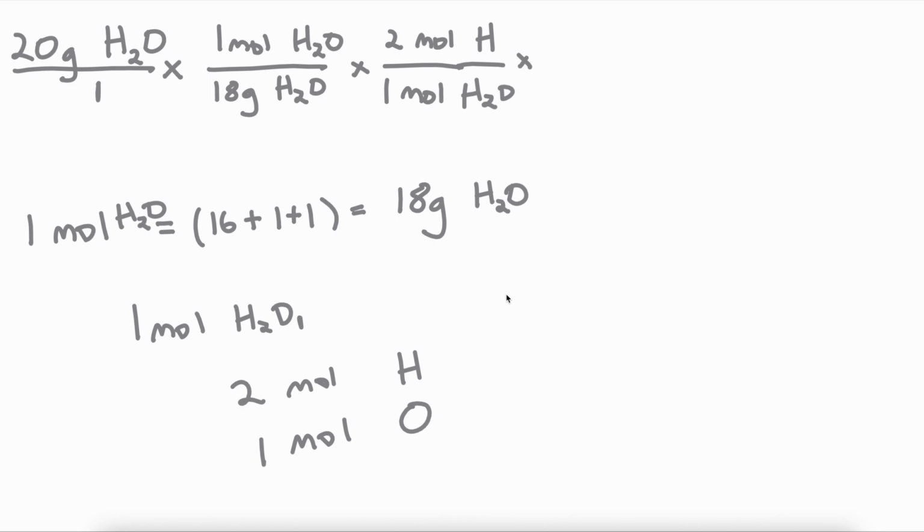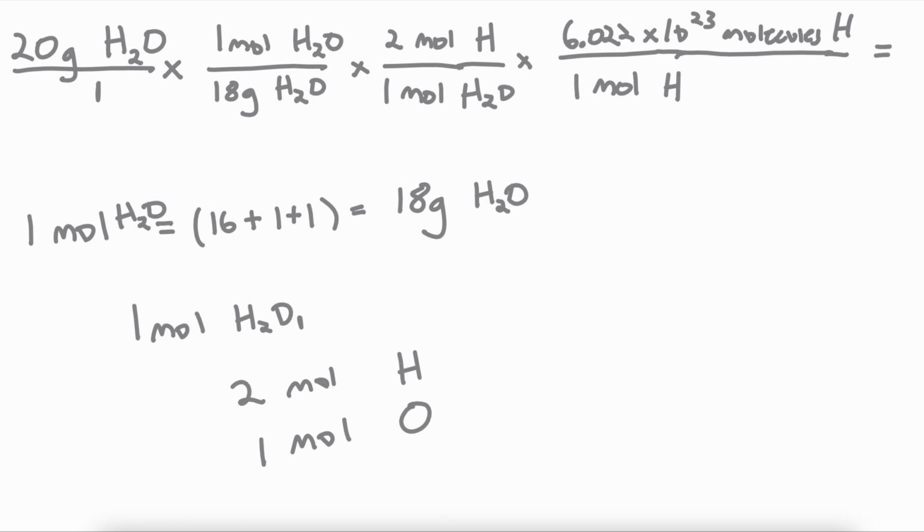Now we've just got one final step. We want to turn this into molecules. What is Avogadro's number? Well, for every 1 mole of hydrogen, I get 6.022 times 10 to the 23rd molecules hydrogen. And now all I have to do is cancel and then multiply it out.